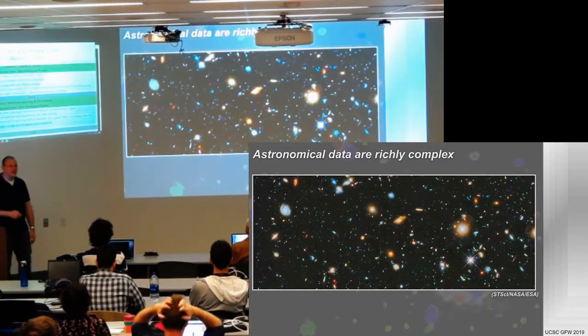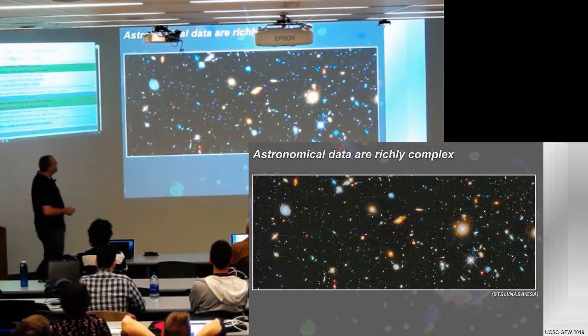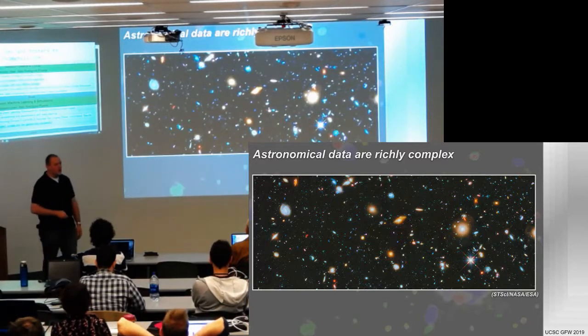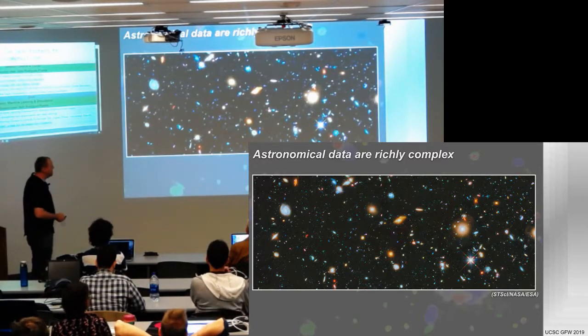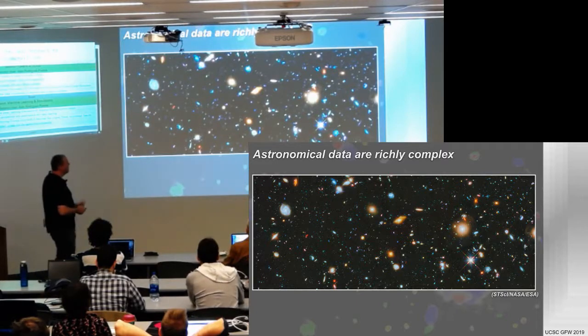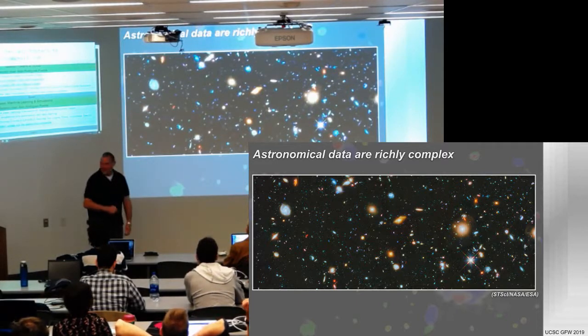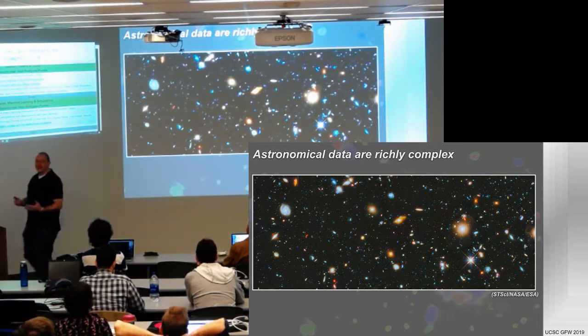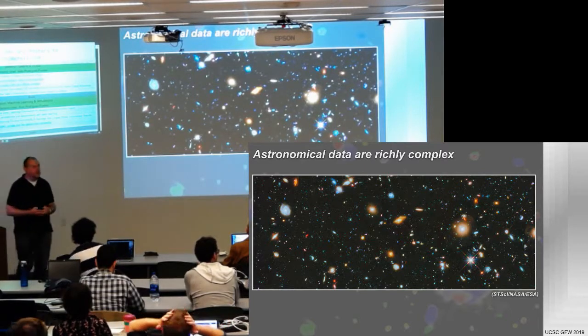Of course, eking that information out is quite complicated because, as we all know, astronomical data are richly complex. So you look at this image, which is somewhere on the sky. It's an HST image. I forget now. But it's a multi-band HST image of one of the deep fields.